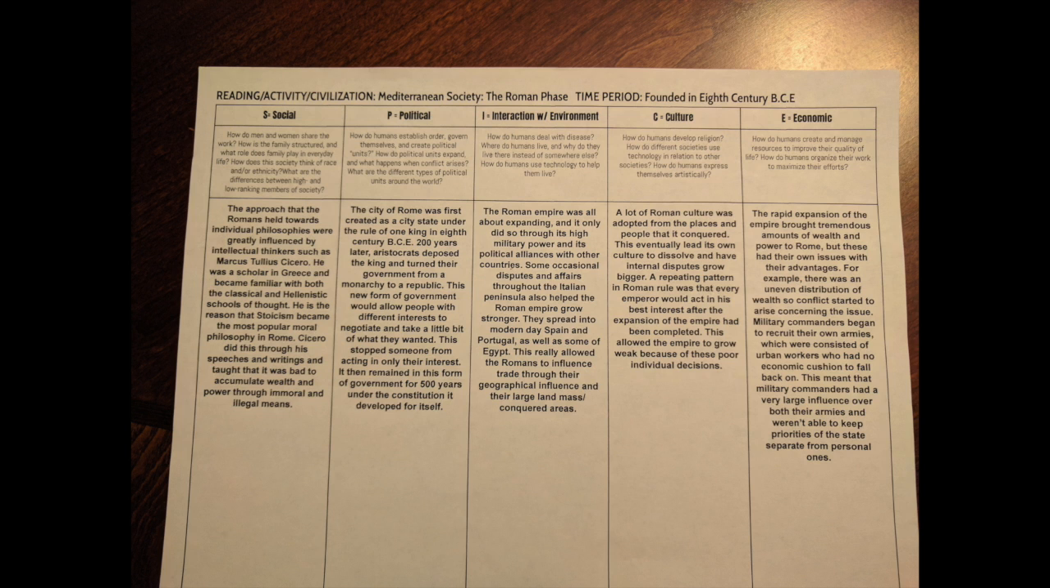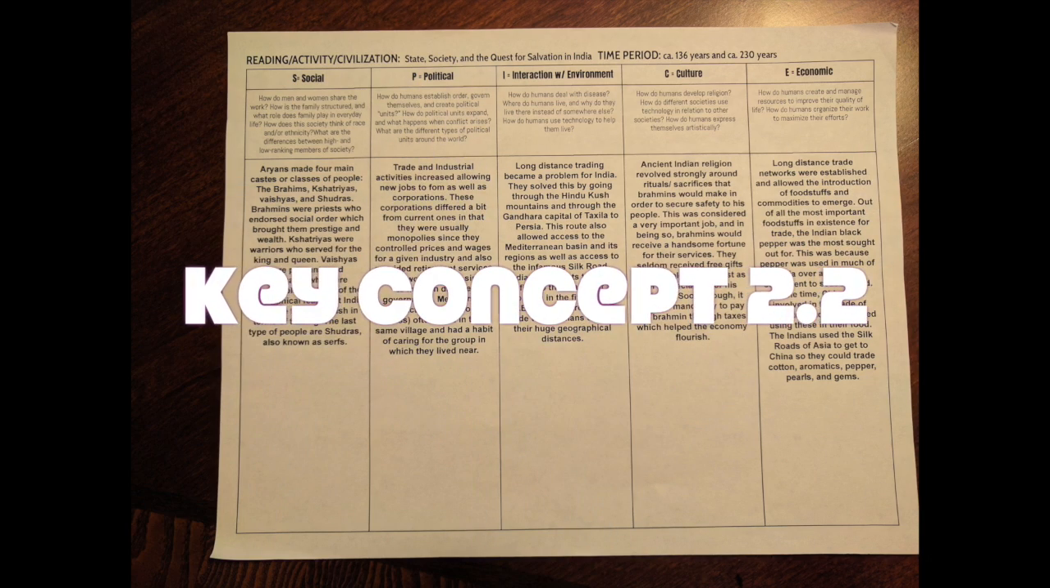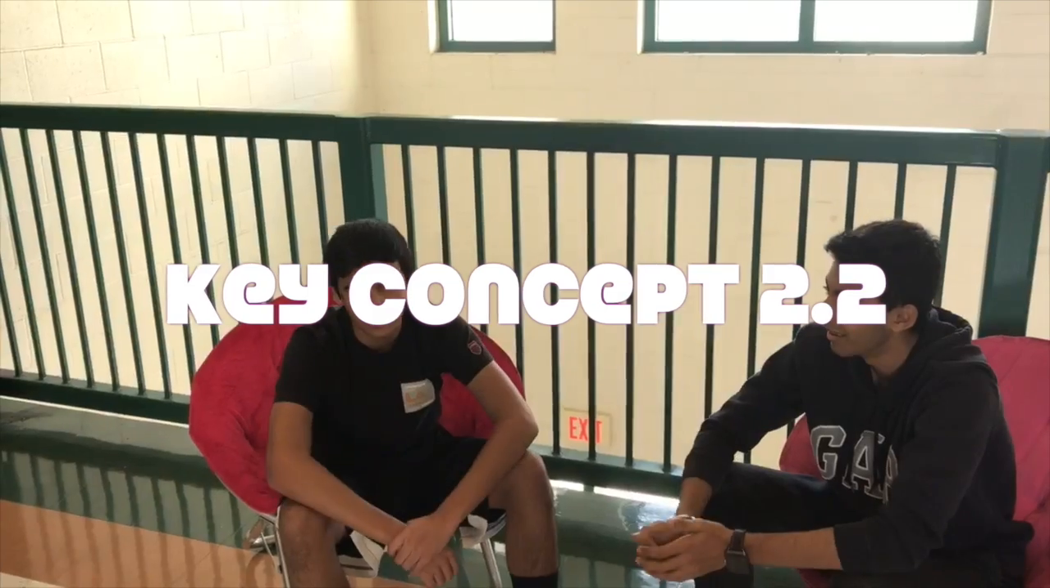The spice chart helps me do this greatly because it organizes everything into neat columns. It lets me compare each of the five civilizations with each other, and really offers a diversified kind of research. So if you could now draw your attention to Key Concept 2.2. Okay, so on to 2.2.